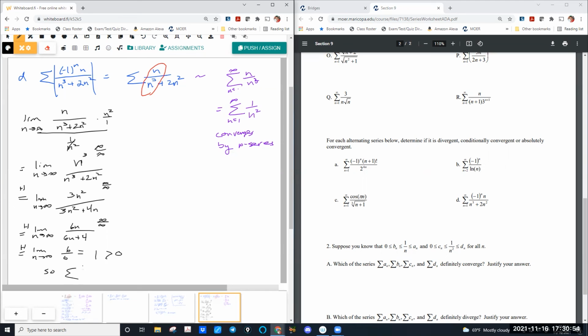So our series, negative 1 to the n over n cubed plus 2n squared is absolutely convergent. And I did use 2 tests, by the limit comparison test.